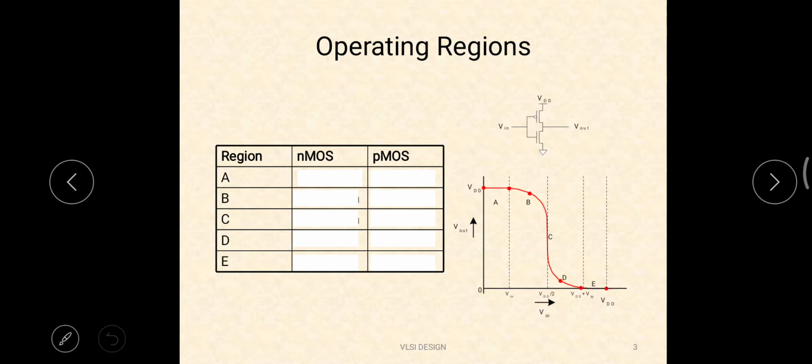Let me recap the different operating regions of the MOS transistors for the different regions of the CMOS inverter. In region A, your NMOS will be in cutoff, PMOS will be in linear. In region B, NMOS will be in saturation, PMOS will be in linear. In region C, both NMOS and PMOS will be in saturation. In region D, NMOS will be in linear, PMOS will be in saturation. In region E, NMOS will be in linear and PMOS will be in the cutoff region. Now we are going to discuss the mathematical expressions for each region, that is region A to region E.